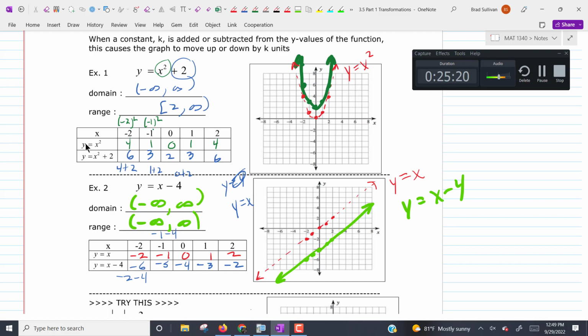So how did I know the first one went up 2? Just by looking at the problem. How do I know it goes up 2? Because adding makes something get bigger, right? How do I know the next one goes down? Minus makes it get smaller, right? Okay. That's what you're going to learn to see, just quickly what's going on in the graph.